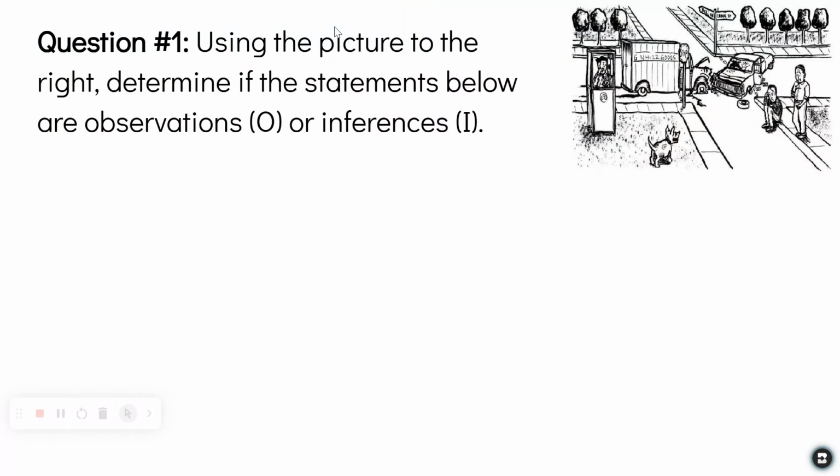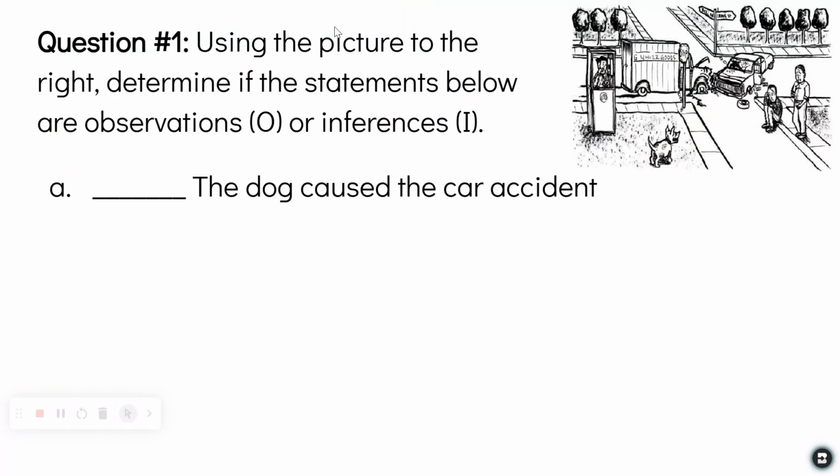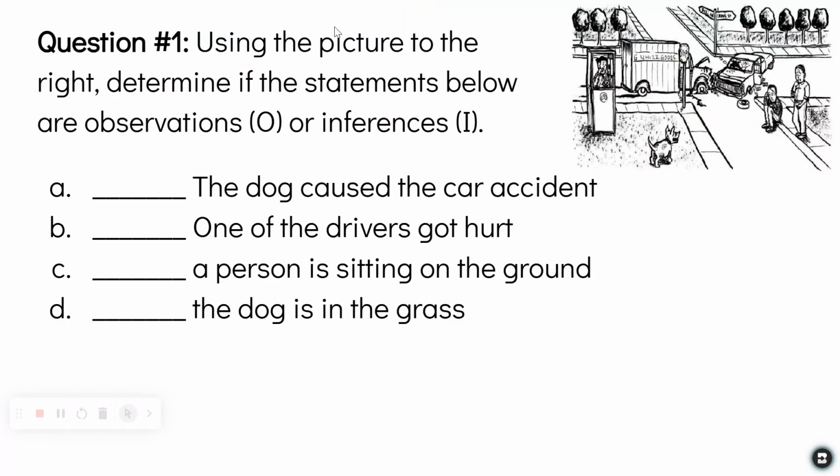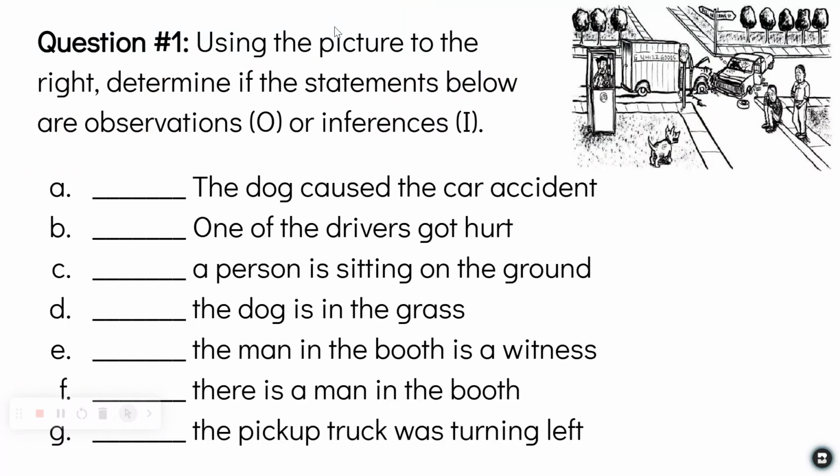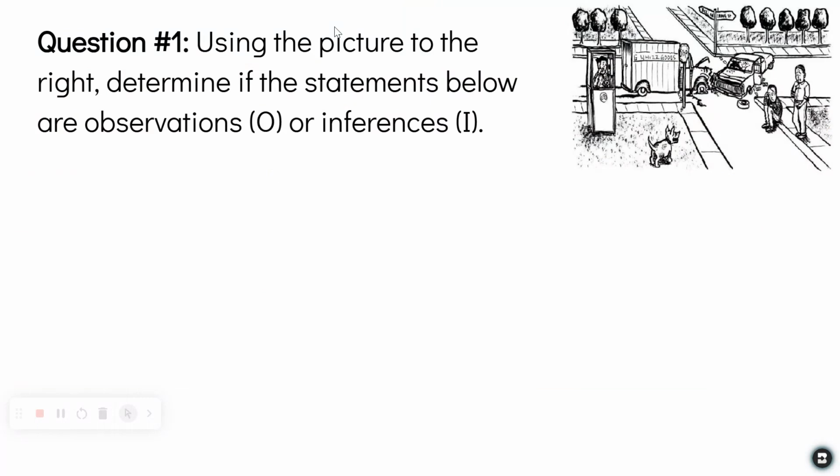What I want you to do is, using this picture to the right, determine if the 7 statements below are observations or inferences. The dog caused the car accident. One of the drivers got hurt. A person is sitting on the ground. The dog is in the grass. The man in the booth is a witness. There is a man in the booth. The pickup truck was turning left. Pause here and answer them now.